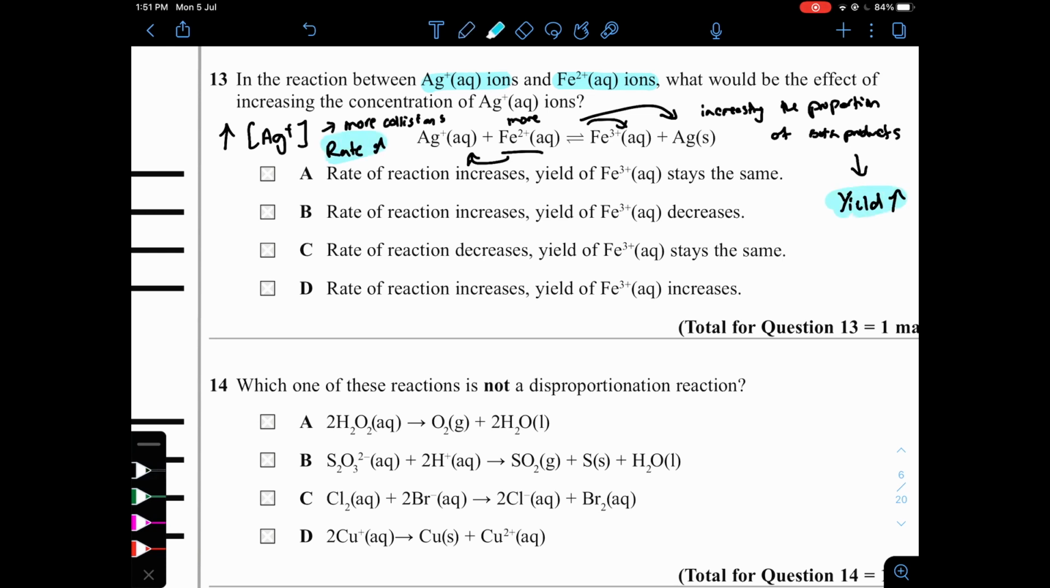So let's look at the ones that increase the yield. So this is increasing rate. This is decreasing rate, so it's already gone. And this is increasing rate. So we're left with A, B, and D.